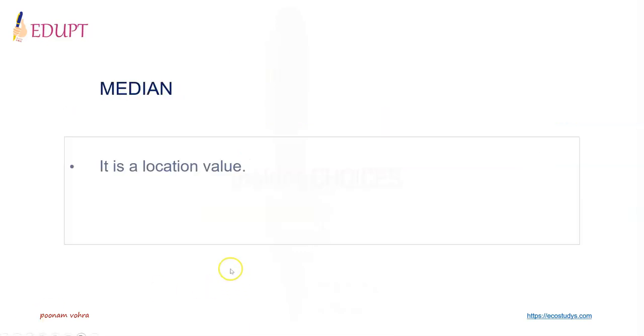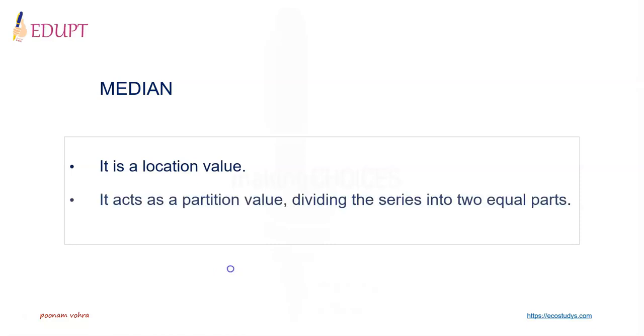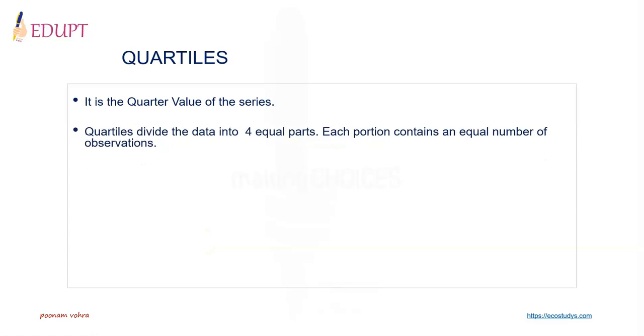Beginning with median. Median is a location value and it acts as a partition value dividing the series into two equal parts. Now quartiles. Quartile is a quarter value of the series and it divides the data into four equal parts where each portion contains an equal number of observations. So thus there are three quartiles known as Q1, Q2 and Q3. Q1 is also known as first quartile or lower quartile. Q2 is median and Q3 is third or upper quartile.